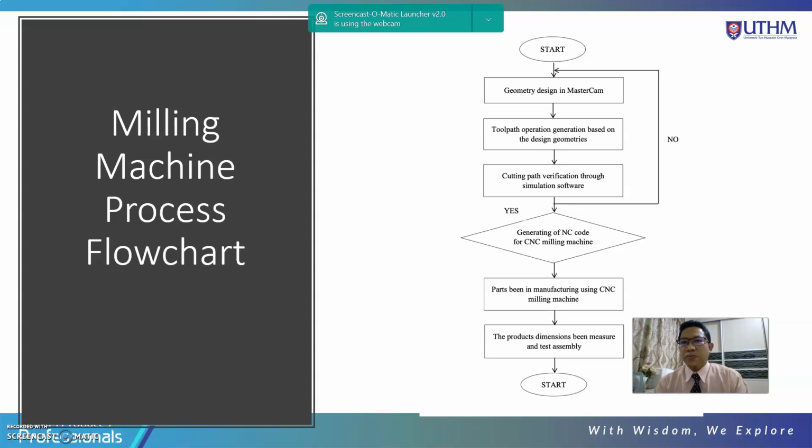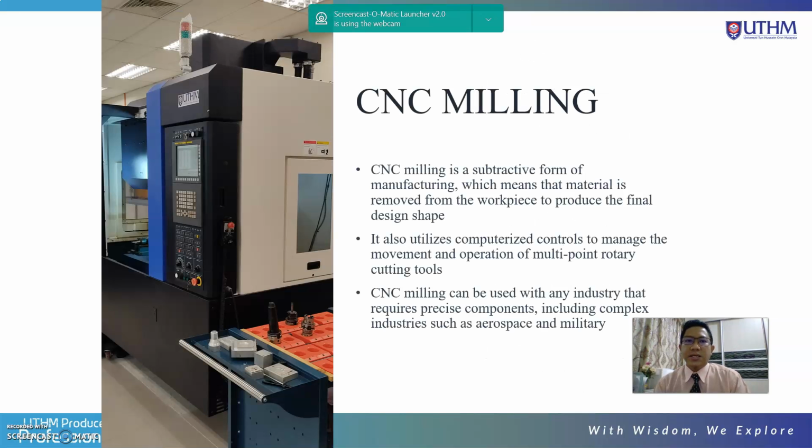First, we start with geometry design in Mastercam, toolpath operation generation based on the design geometry, cutting path verification through simulation software, and then generating of NC code, part being manufactured using the CNC milling machine, and the product dimension being measured and tested in assembly. And then we start. Here is the CNC milling machine, Vesta UTHM. CNC milling is a subtractive form of manufacturing, which means that material is removed from the workpiece to produce the final design shape.